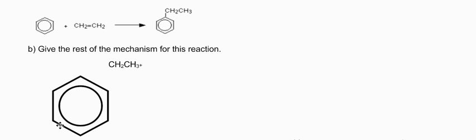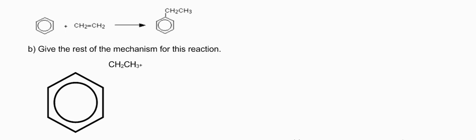Here we've just got to give the rest of the mechanism. So we've got our electrophile. We've shown how that's been formed. So we're just going to take our benzene as before. Our curly arrow to the electrophile. So this mechanism is now exactly the same as we've done before. We go and we form our intermediate.